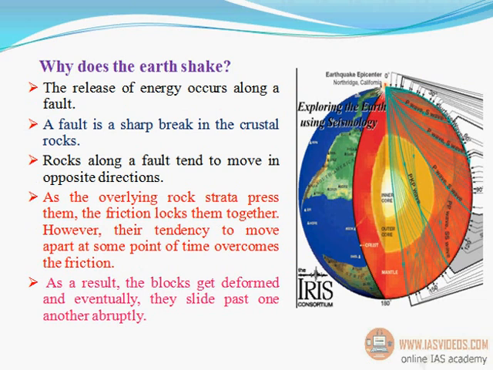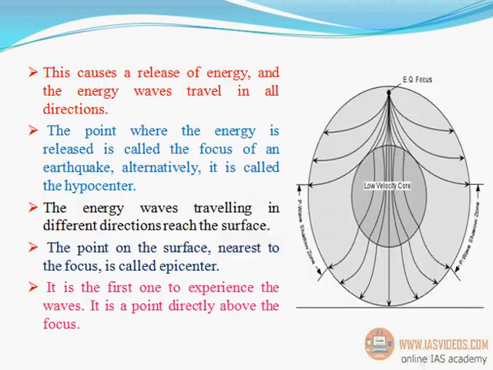The release of energy occurs along a fault. A fault is a sharp break in the crustal rocks. Rocks along a fault tend to move in opposite directions. As the overlying rock strata press them, the friction locks them together. However, their tendency to move apart at some point of time overcomes the friction. As a result, the blocks get deformed and eventually, they slide past one another abruptly. This causes a release of energy, and the energy waves travel in all directions.